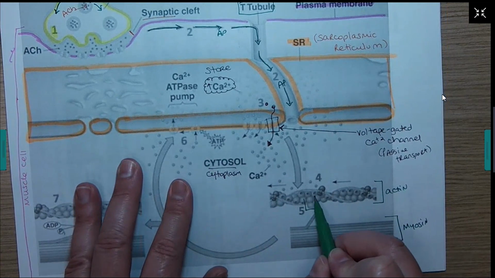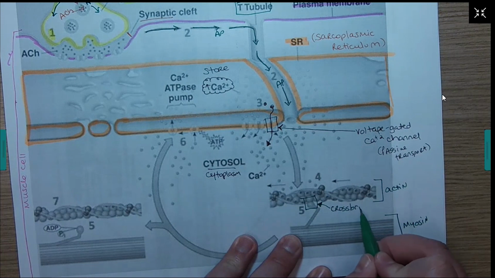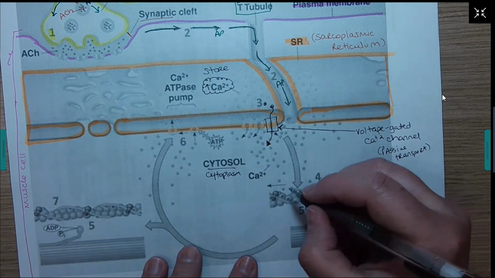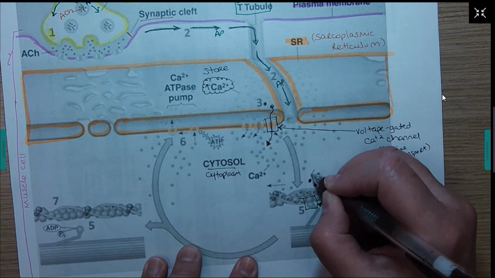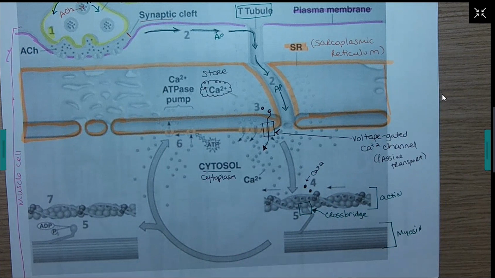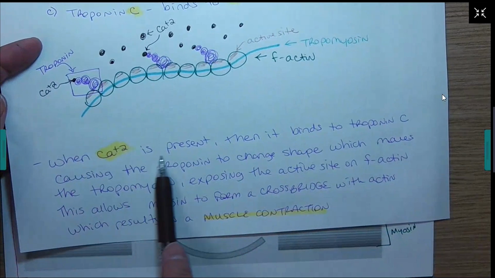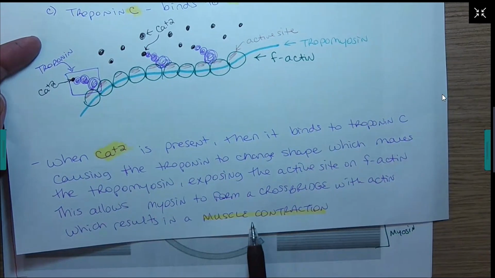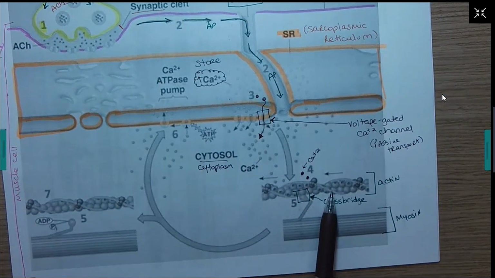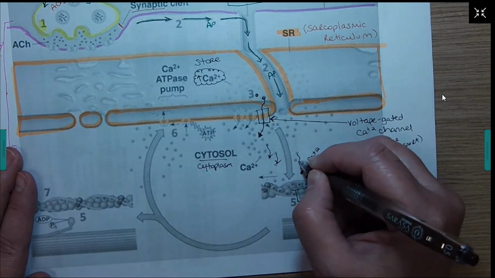And notice we have cross bridge formation. And why is that? Well, because you got calcium ions floating around. So you got these little calcium ions floating around, and they're attached to the troponin. So what's happening here is what we talked about. Calcium showed up, binds to the troponin C, causing it to change shape. We get cross bridge formation, and that's your muscle contraction. So that's what's happening in this step right here. So the calcium is going towards the troponin molecule.